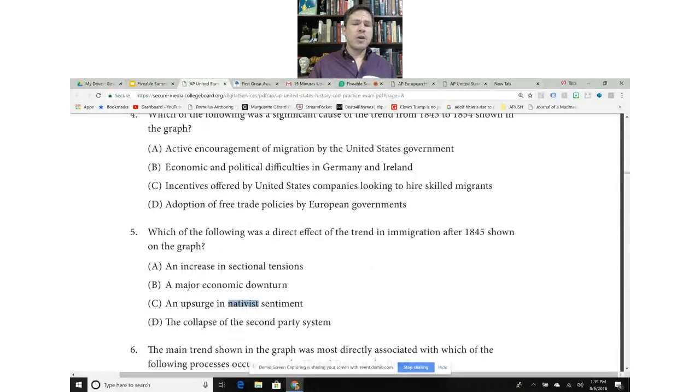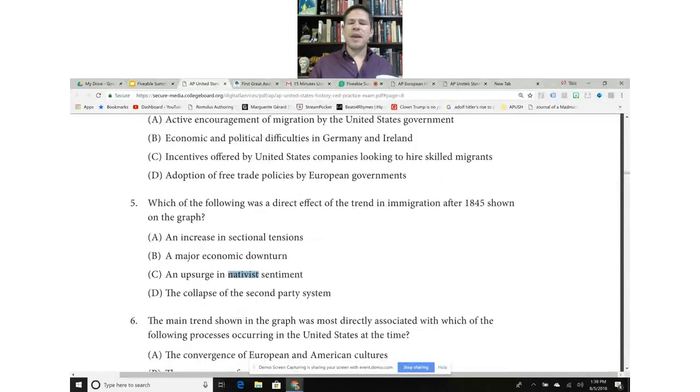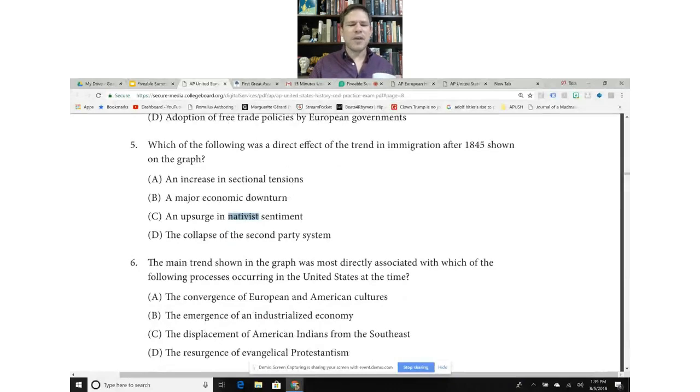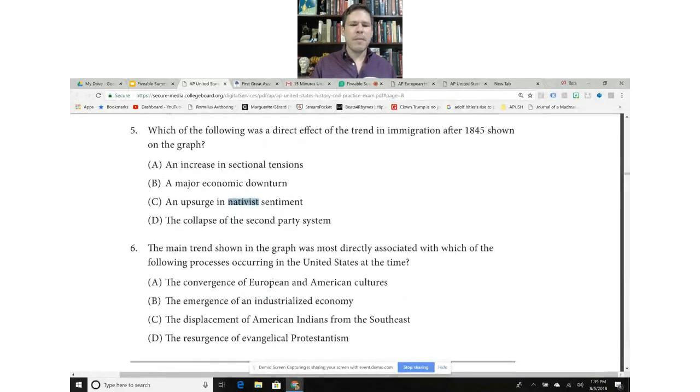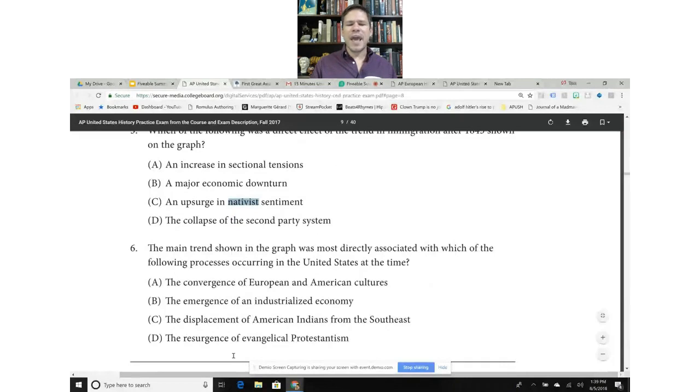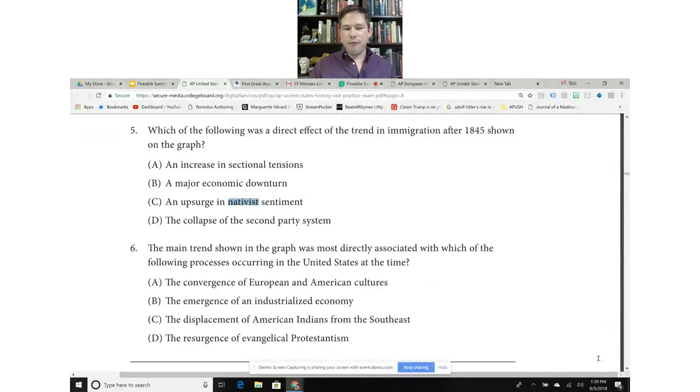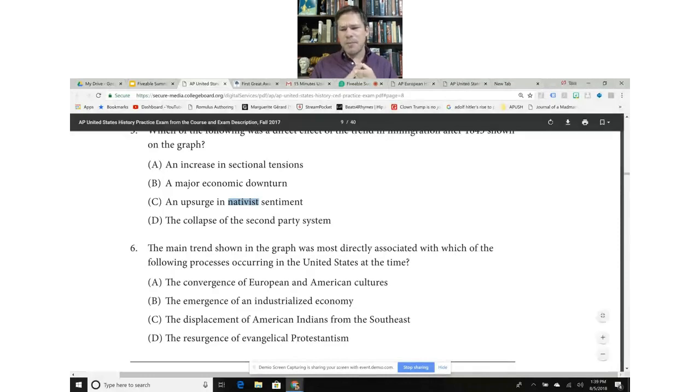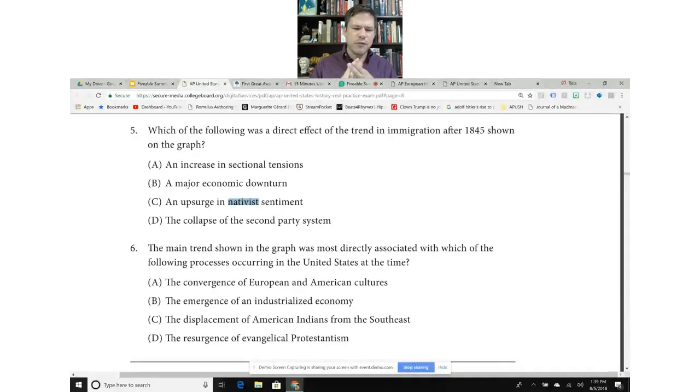Now, again, we need to note here that it doesn't go into the Know Nothing Party and stuff like that. It's very basic. Now, the collapse of the second party system, this is just like A, it is irrelevant. Yes, the second party system did collapse during this time, but this wasn't really the reason for that. And so, these were Irish and German immigrants. They provoked a nativist response. None of this is rocket science that we're seeing here.